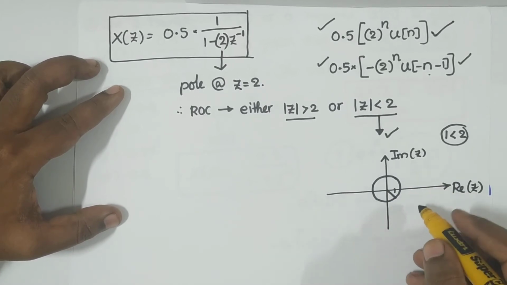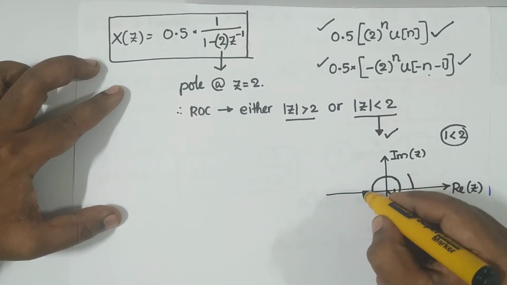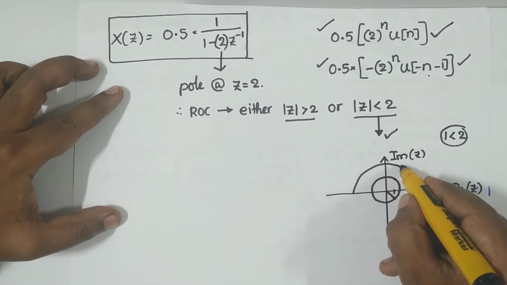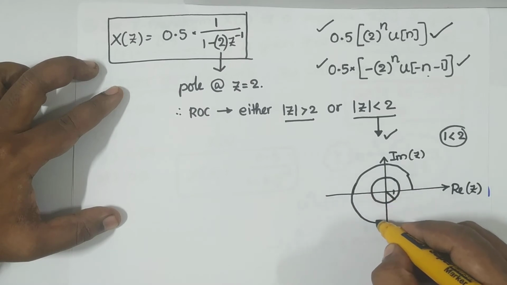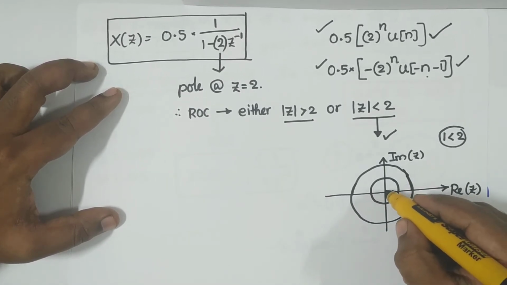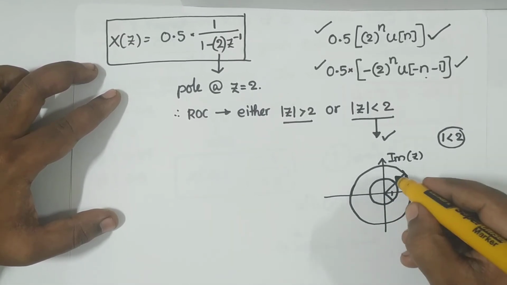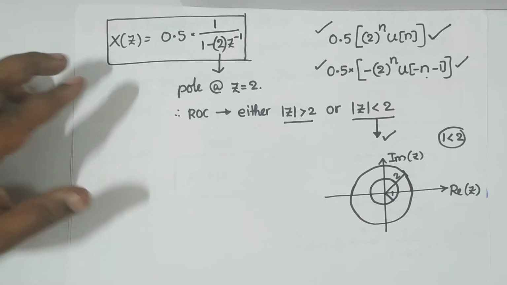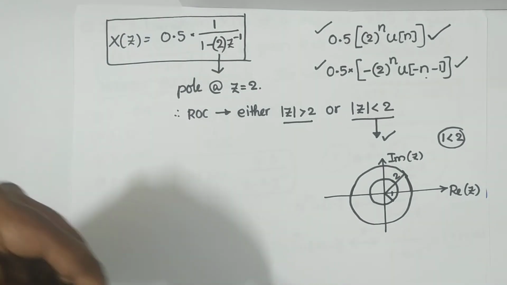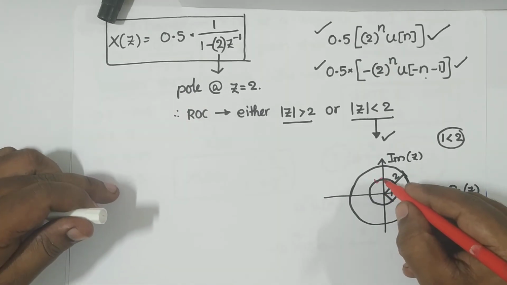Now let me draw a circle passing through this pole at 2. This is my circle with radius 2. Now this is my unit circle. Where is our unit circle? We have unit circle, this one. This is our unit circle.